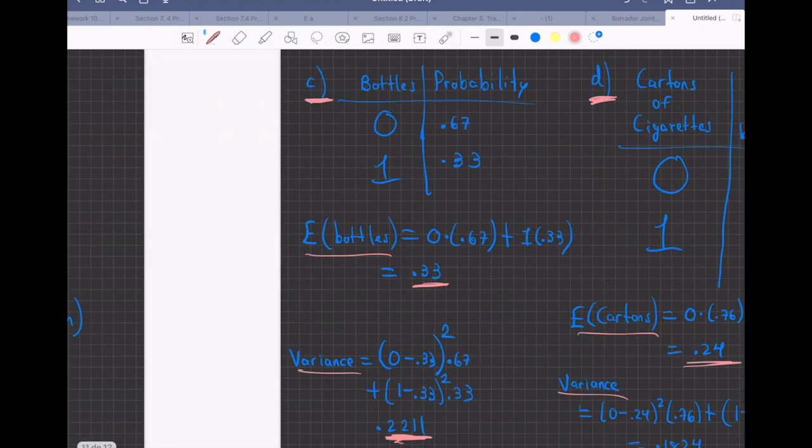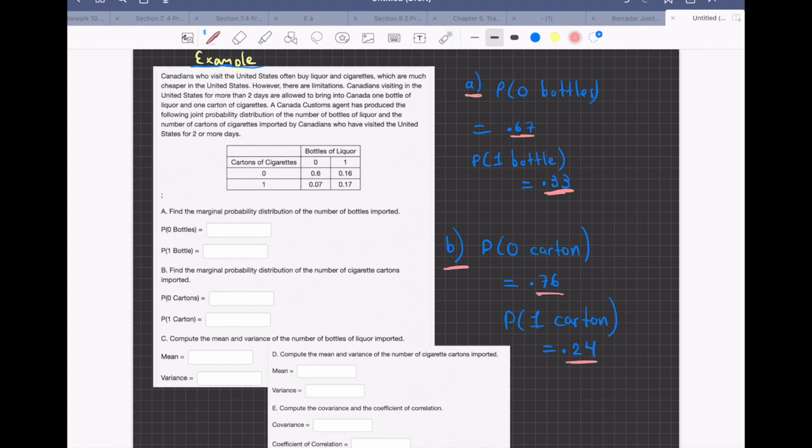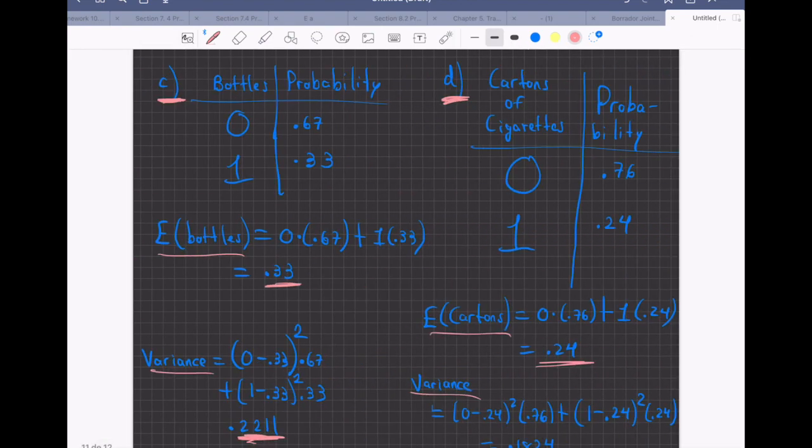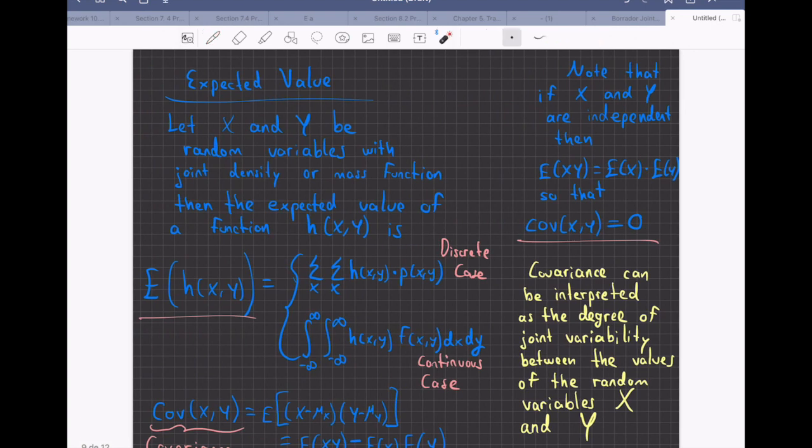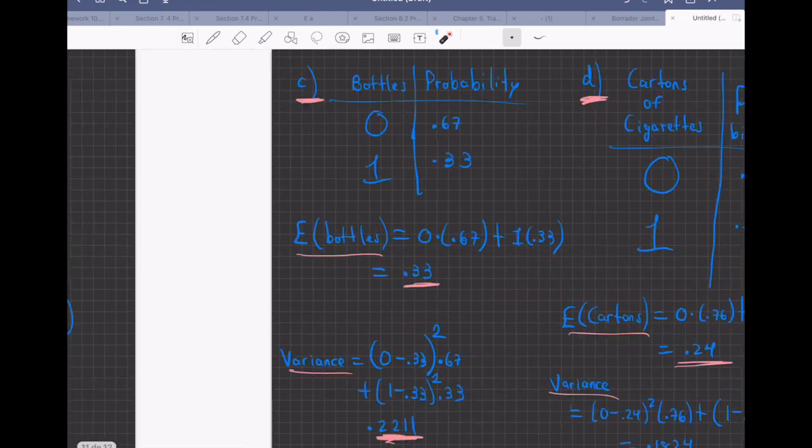Finally, part E: compute the covariance and the coefficient of correlation. The covariance, by definition, is the expected value of x times y minus the expected value of x times the expected value of y. So first, for part E, we will compute the expected value of x times y.